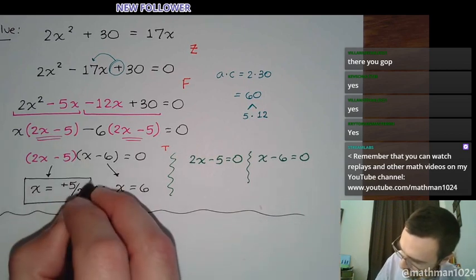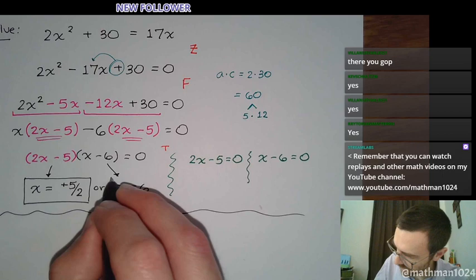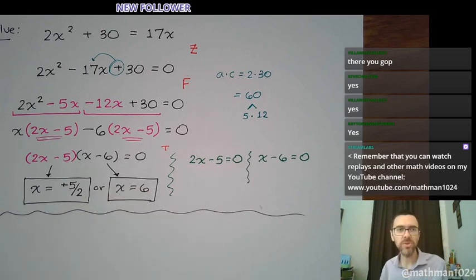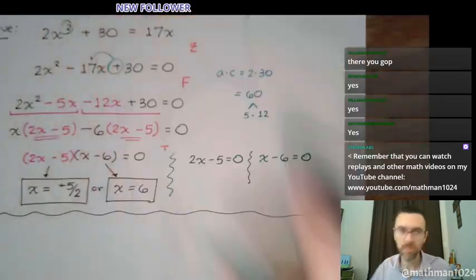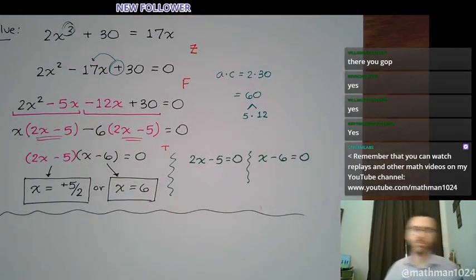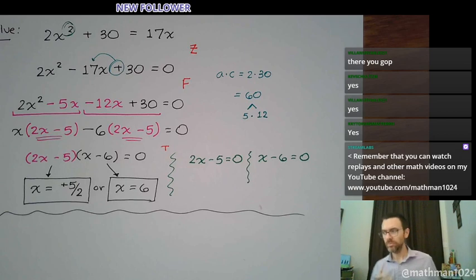Now, in this problem, we have 2 solutions, and that's exactly how many solutions we expected to get, because our degree here was 2. Whatever the degree is, that's how many solutions we should have.